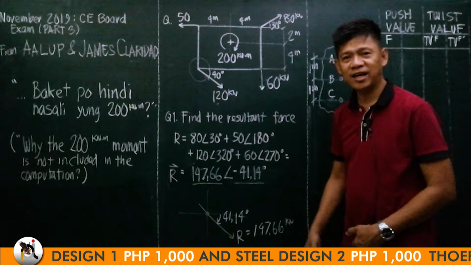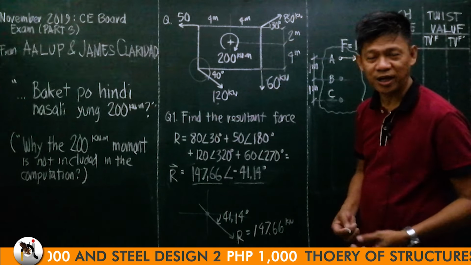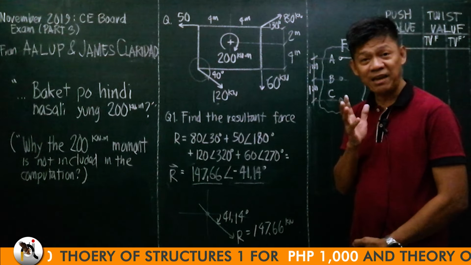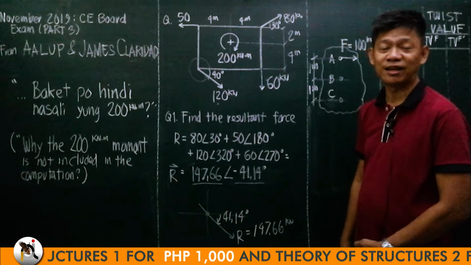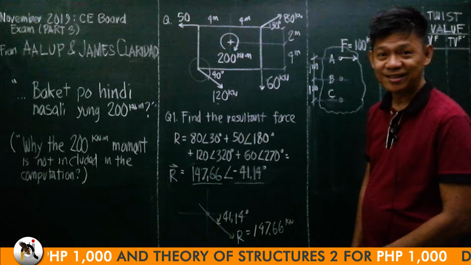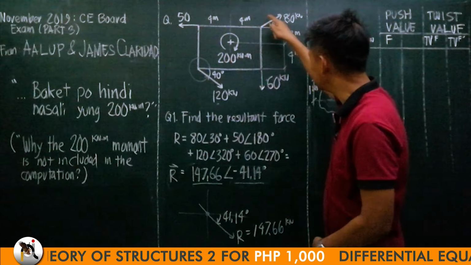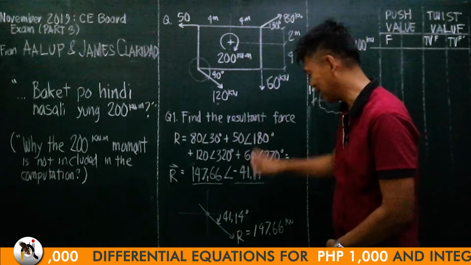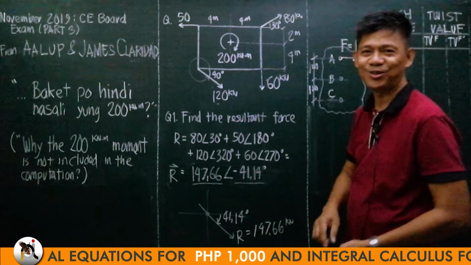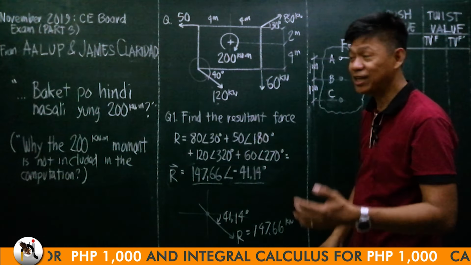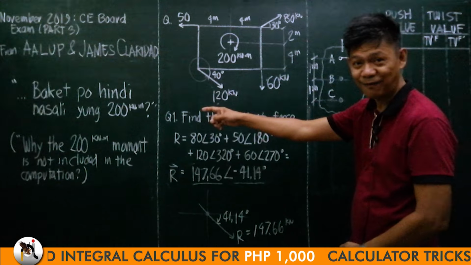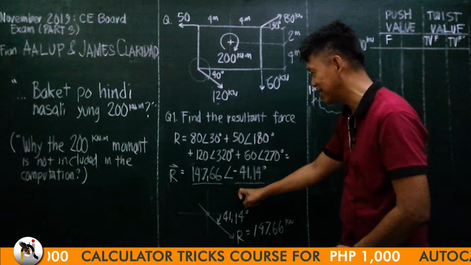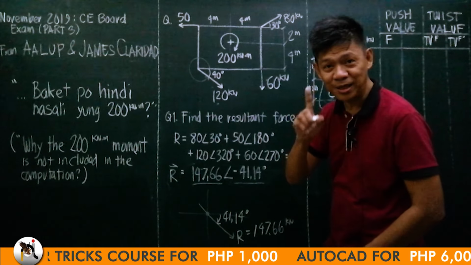kilonewtons. Again, how do we define a resultant? It is a single force that will produce the same effect as all the other forces combined. So you combine this, and this, that would be the resultant. You get it? So it is very logical for students to ask why this 200 is not included in the computation here. Let me explain it.